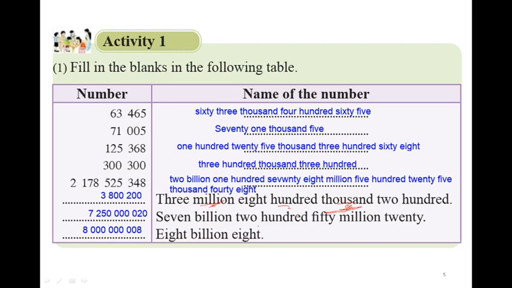Okay, 8,000,000,008. So you start writing with 8. And then you have no million zone, so put zeros for the million zone. Put zeros for the thousand zone. And we have to put 8. Keep in mind that we have to put 2 zeros before 8 to complete the unit zone. Okay, that's how we write the name of the number.